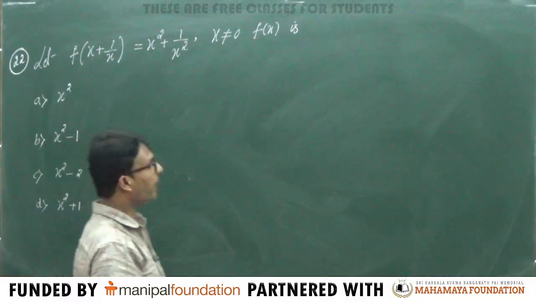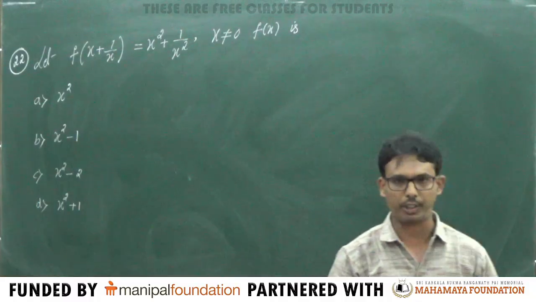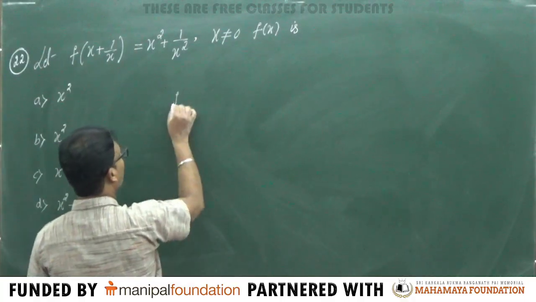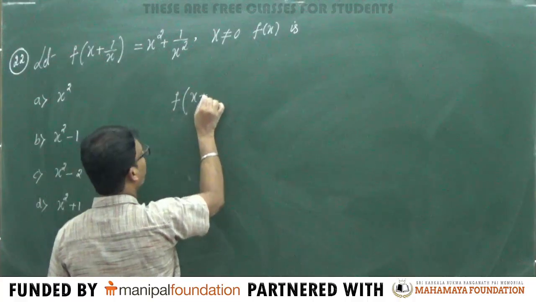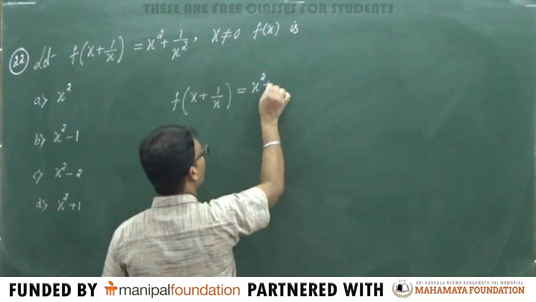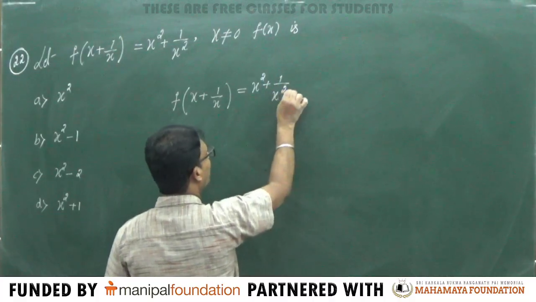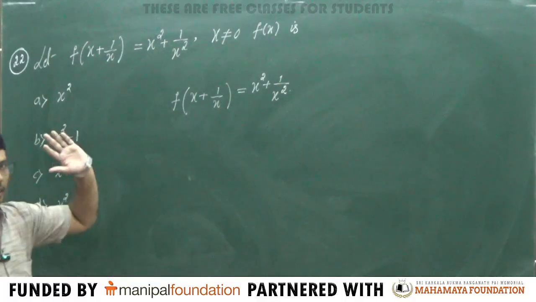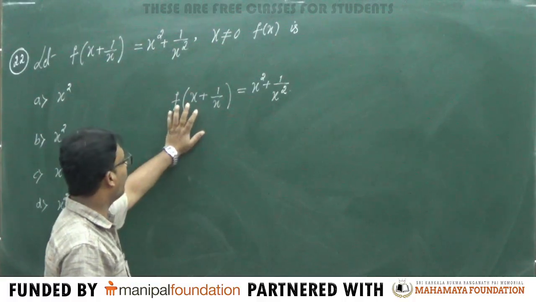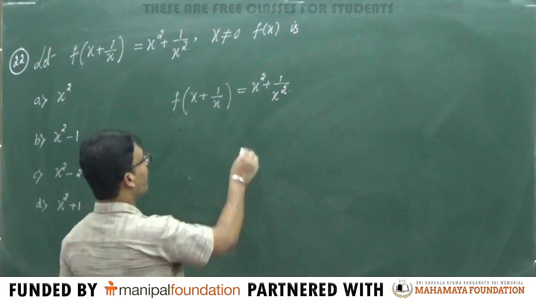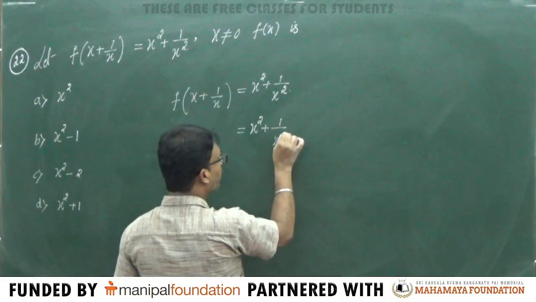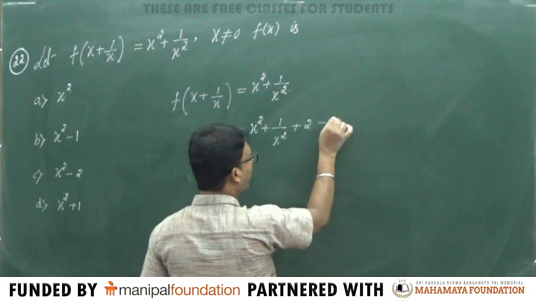So in this problem they give a composition of a function, and we need to find the value of f of x. So here f of x plus 1 by x is equal to x square plus 1 by x square. Just express the RHS in terms of x plus 1 by x. We need x plus 1 by x. Therefore, on the RHS add and subtract 2.